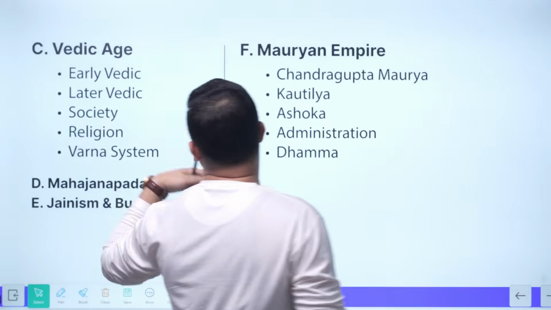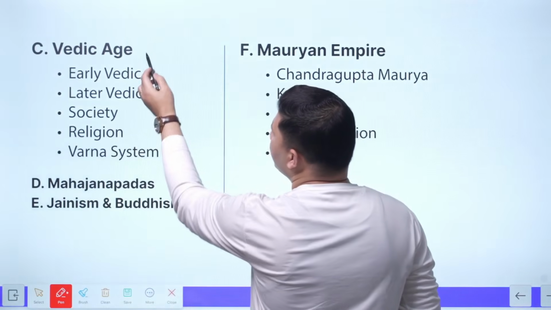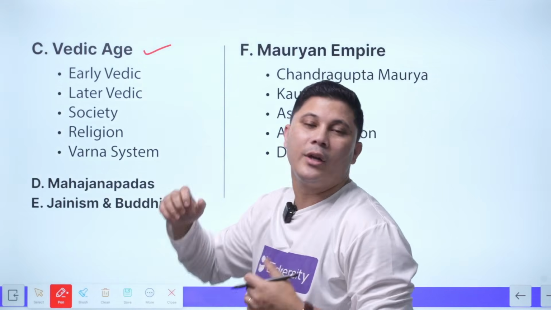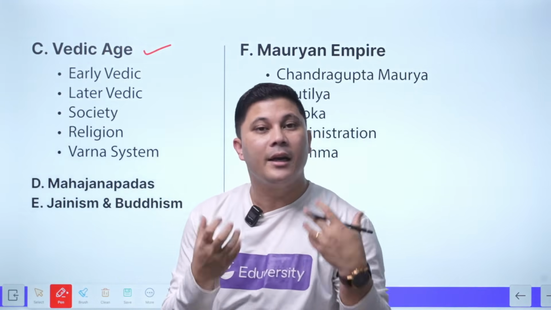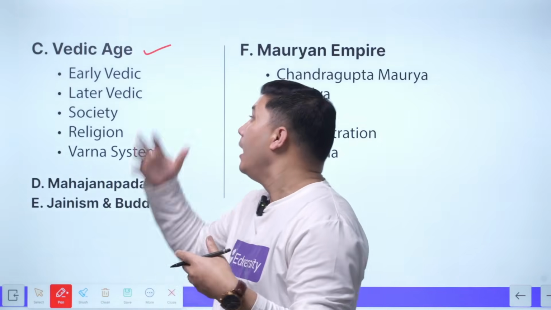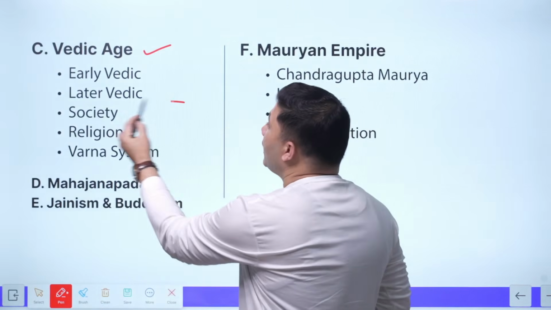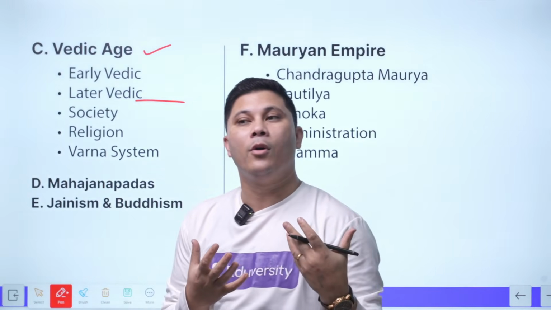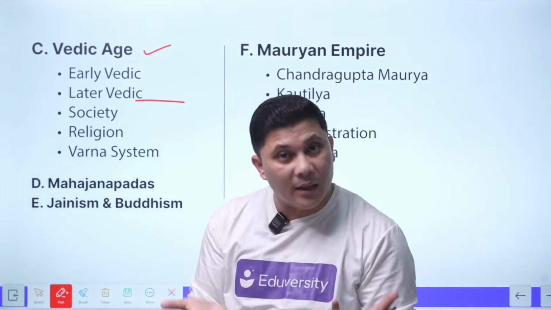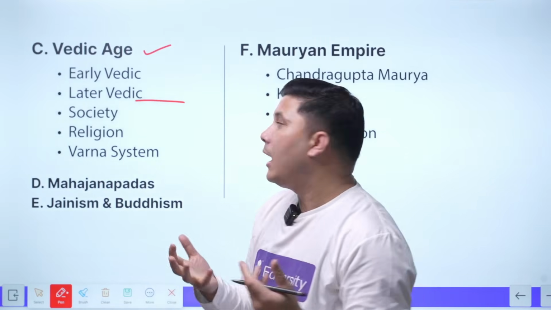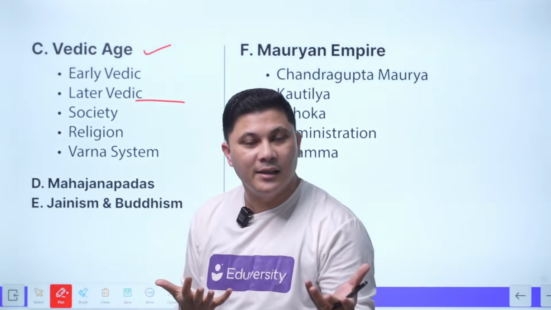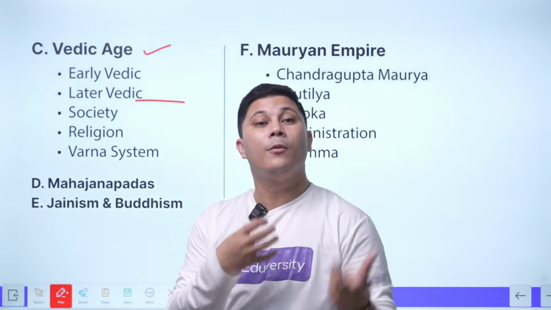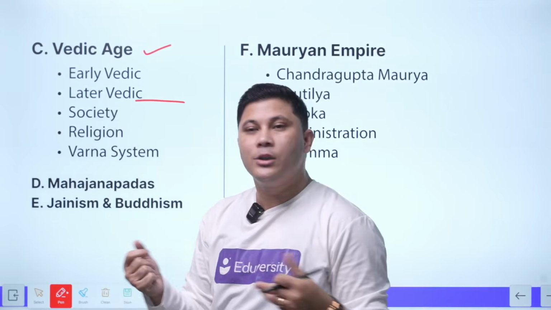Then we have to go and study the Vedic age, the Aryan lifestyle. In the early Vedic age, how was the Aryans' lifestyle, their economy, their polity, their society. In the later Vedic age, how the Aryan society got transformed, the emergence of the Varna system, how the women lost their significance in the later Vedic age, the formation of Rajan, the formation of Jana to Janapadas. You got a point, right?